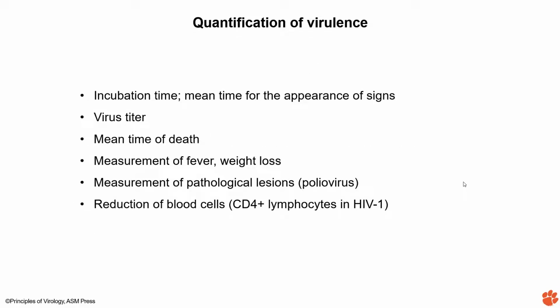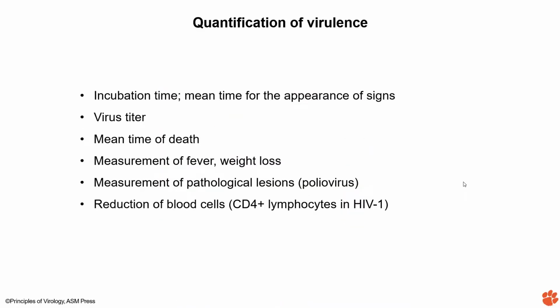So how do we quantify the virulence? We can compare them with the incubation time, virus titer, mean time of death, fever, weight loss, pathological lesions, like poliovirus in the brain or anywhere, in the experimental animals, and say reduction in the blood cells. So here, just remember that your CD4 cells are the T helper cells, and the CD8 cells that we are going to talk about are the cytotoxic T cells. The CD4 T cells are the ones to which the antigen is presented, and they alert the immune system through Th1 or Th2, T helper 1 and T helper 2, two lineages of the CD4 T cells. So just keep in your mind that we're going to talk about the CD4 T helper cells many times, and they will have two lineages, CD4 Th1 and CD4 Th2, producing two different types of cytokines. We're going to come to that.